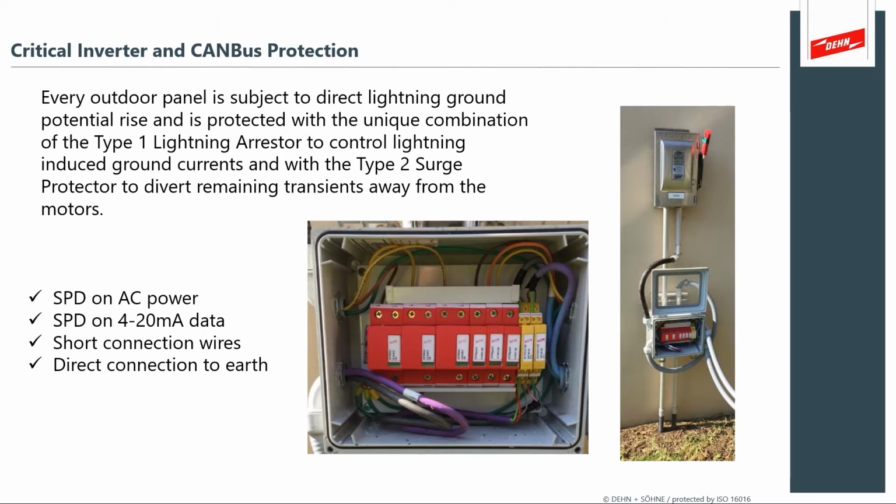Critical inverter and CANBUS protection. These are areas on the plant that are exposed, and you want to look at your cabinets. Is there SPDs on the AC power? Check. Is there SPDs on the 4 to 20 milliamp circuits? Check the box. Are we using short connection wires? Are we using direct connections, good direct connections to the bonding to earth? These are the things that we want to be looking at. And in your preventive maintenance schedule, you can build this directly into your program so that your site is best protected.